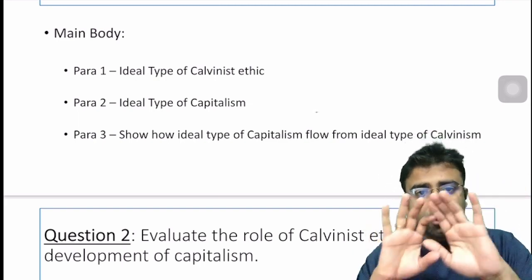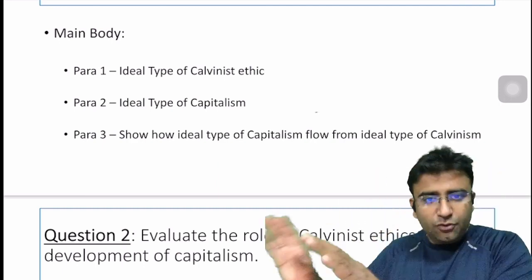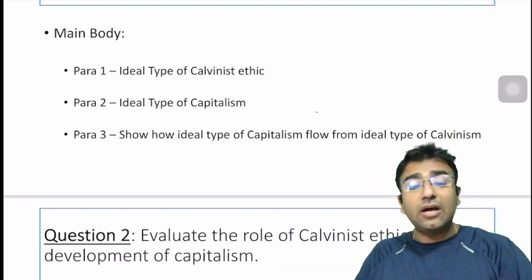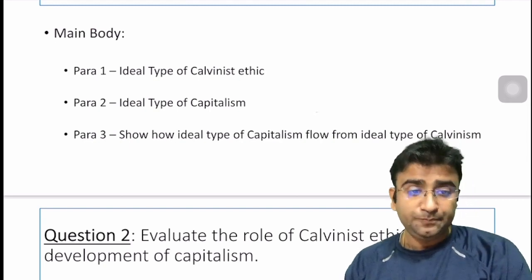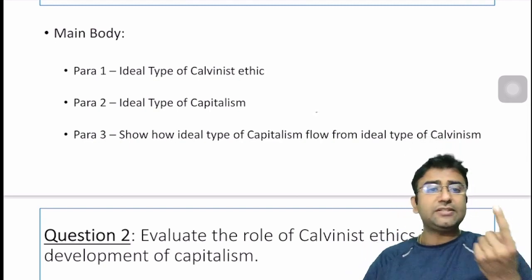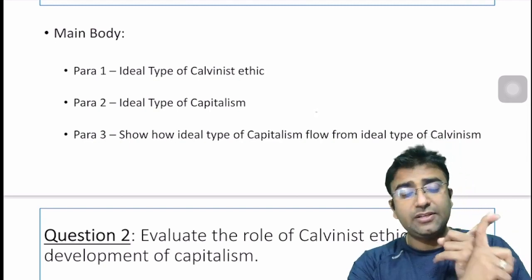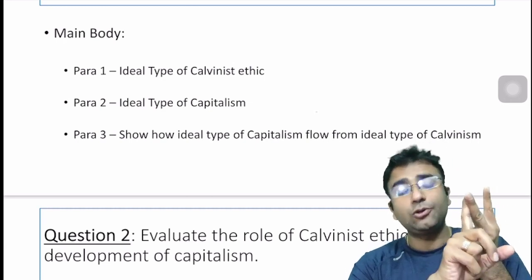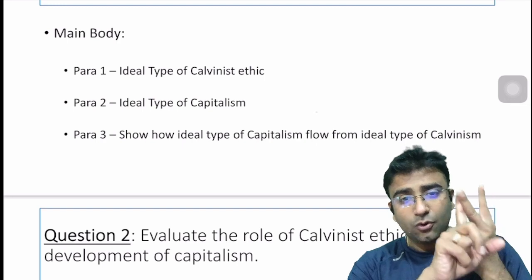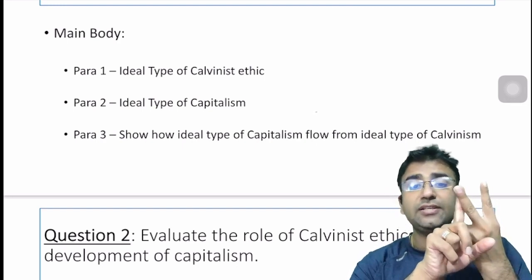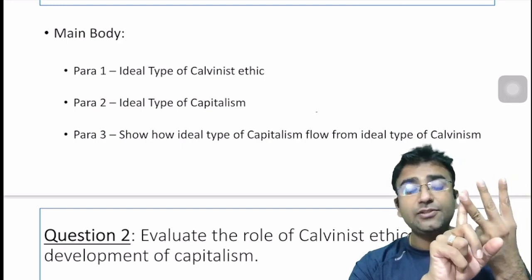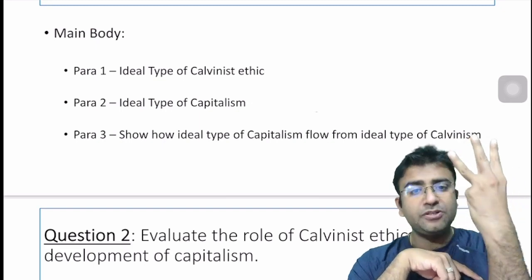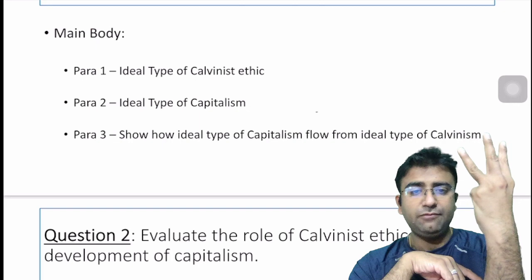I am assuming you are prepared right now. You are fighting your examination on 15th December. So in the first paragraph, write down the ideal type of Calvinist ethic. What is the ideal type of Calvinist ethic? Treat yourself as the elect of the God. God has sent you to demonstrate His glory. You will demonstrate His glory by becoming successful. These are the three core principles of the ideal type of Calvinism.